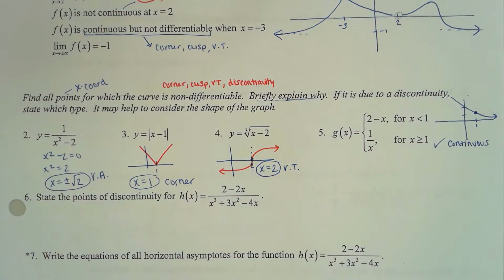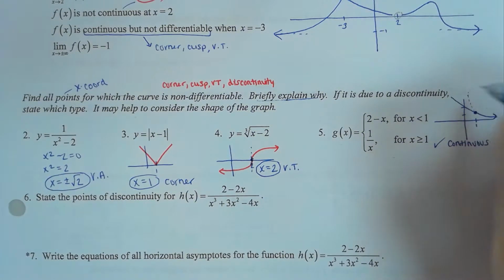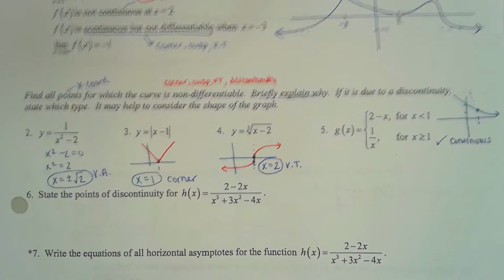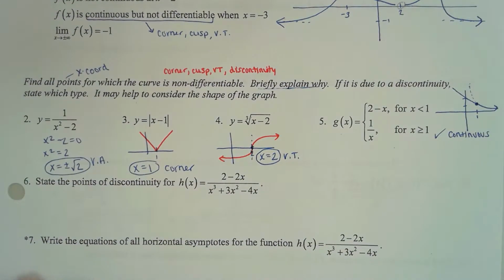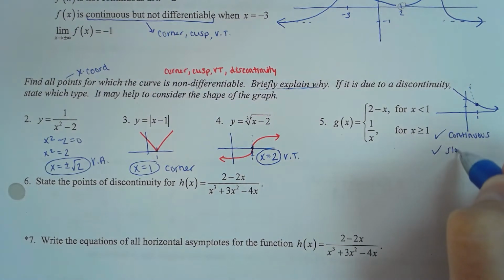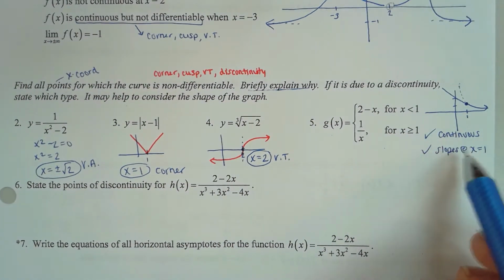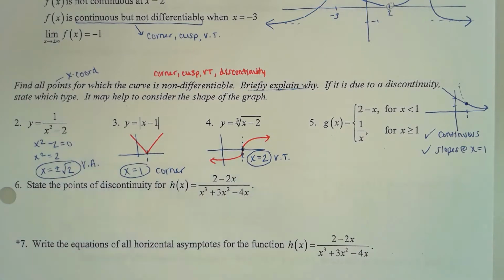I don't see a sharp point. So again, this graph kind of came from like this. This is that 1 over x. I don't see a corner, I don't see a cusp, I don't see a vertical tangent. But then that other key is, are the slopes the same? So we checked to see if it was continuous. It is. Now I want to see if the slopes are the same at 1.